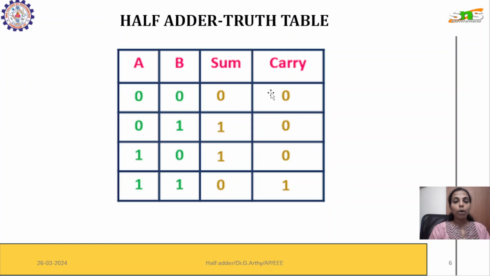When both the inputs are 0, sum will be 0 and carry will also be 0. When any one of the inputs is 1, sum will be 1 and carry will be 0. So for these two, the same condition applies. Then when both the inputs are 1, the sum will be 0 and carry will be 1. It's like a normal addition: 1 plus 1 will be 2, which is equal to 1 0 in binary, where 0 is the sum and 1 is taken as the carry.